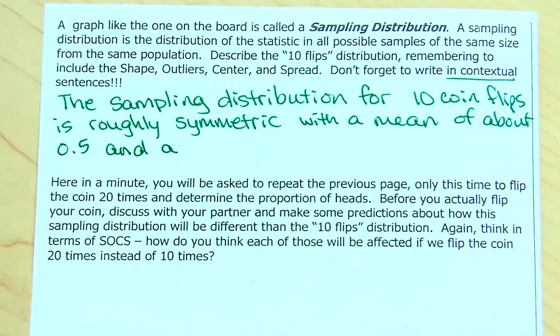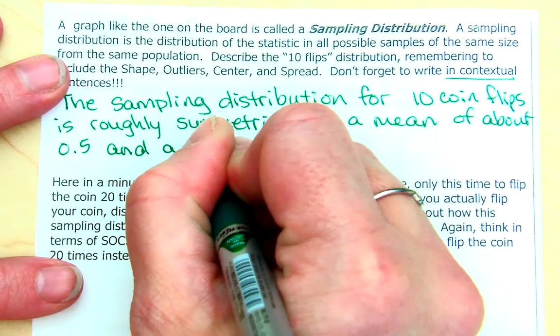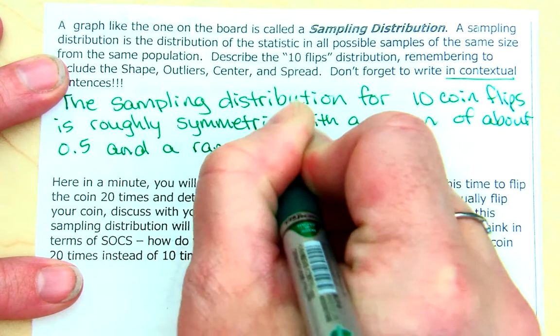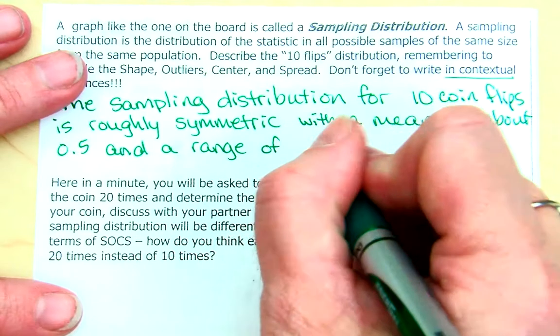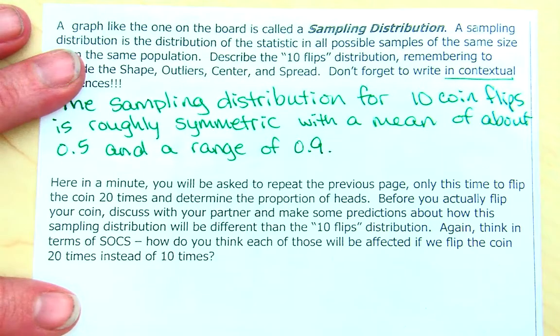And for our purposes for this, we're just going to report the range. So somebody over there at table 1, what is our range here? What's the highest minus lowest? Was it 0.9 and 0? Okay. So 0.9.